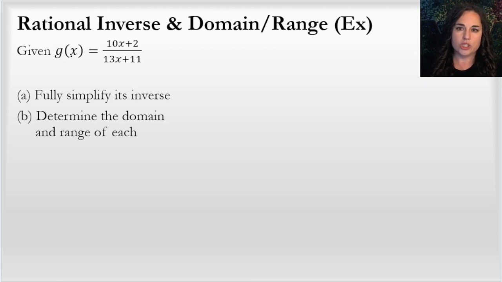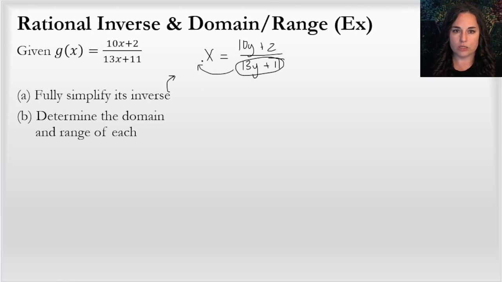I like this one. Given g of x, simplify its inverse and determine the domain and range of each. Okay, so let's find and simplify its inverse. I know if I have just any function, in order to find its inverse, I'm going to flip the input and output. So wherever I see y, I'm going to put x, and wherever I see x, I'm going to put y. And so I'm going to do some algebra on this in order to solve this back again. I need y on one side and everything else on the other. So I'm going to move this term over to this side and multiply it.